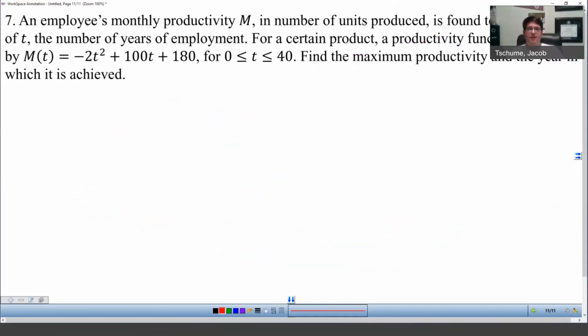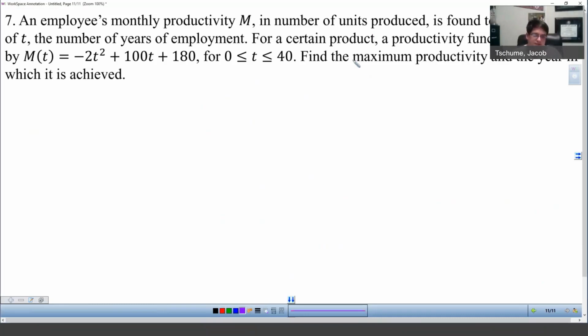All right, so to end this video, we are going to do a word problem like you've probably gotten used to by now. So let's knock out this problem. It says an employee's monthly productivity M in number of units produced is found to be a function of T, which represents the number of years of employment. For a certain product, a productivity function is given by M of T equals negative 2T squared plus 100T plus 180 on the interval 0 to 40. Find the maximum productivity and the year in which it is achieved.